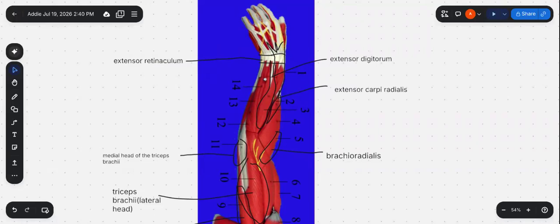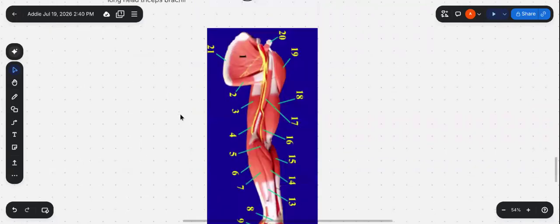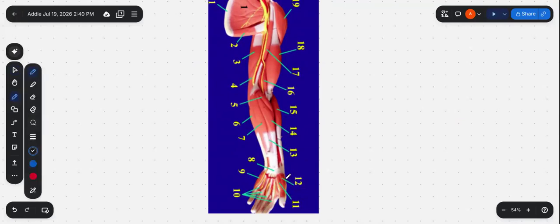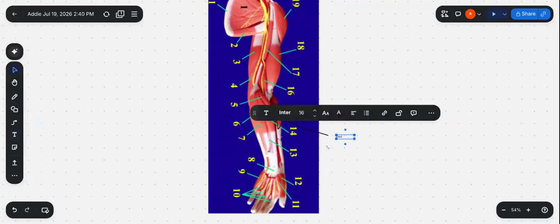All right, so now that we've gone over that, we're going to go over flexion. So for flexion, first you have your flexor carpi radialis. If you follow your thumb upwards, you can see that there's this muscle over here. That muscle is your flexor carpi radialis.